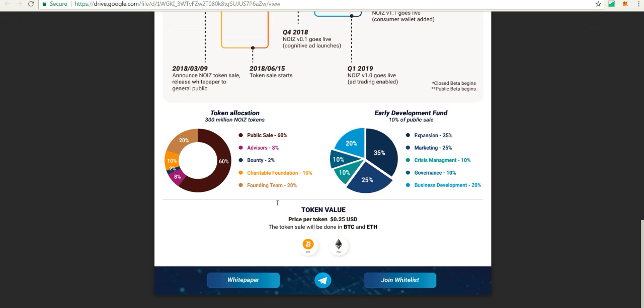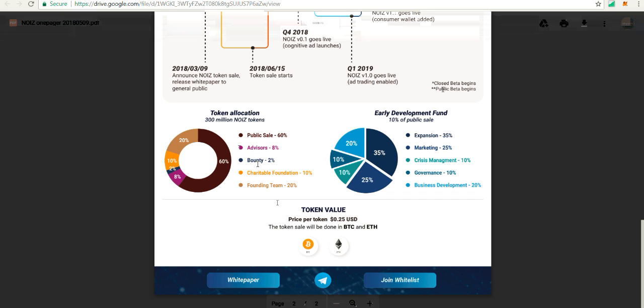So there are going to be 300 million NOIZ tokens created. 60% of them would be for public sale, 8% for advertisers, 2% for bounty, 10% for charitable foundations, and 20% for the founding team. From an allocation perspective, 35% of the money would be used in expansion, 25% in marketing, 10% in crisis management. I don't understand what that is, but let's say 10% in crisis management, 10% in governance, and 20% in business development. Pretty cool.